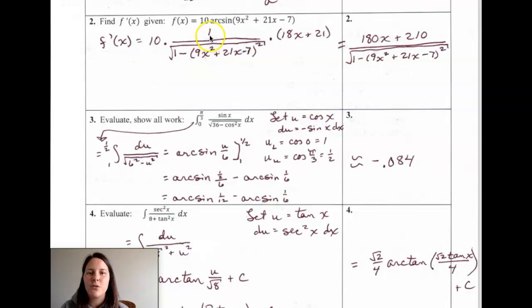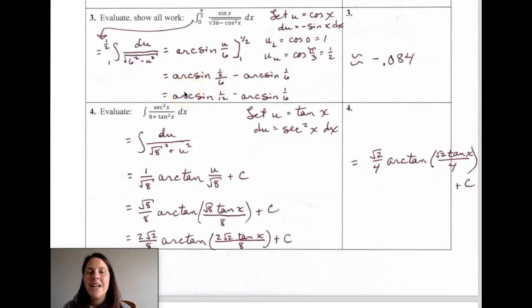Question 2, finding the derivative of an arcsine function, so using that pattern. First of all, multiplying by 10, that goes along. 1 minus everything you're taking that arcsine of, squared. I am not going to expect you to simplify that, so just leave that alone. And then times the derivative of what's inside, which would be derivative of 9x squared gives us that 18x. Derivative of 21x gives us 21, and derivative of -7 is 0, so that goes away. I did go ahead and distribute my 10 through the numerator. If you chose to leave that in factored form, that's fine as well.